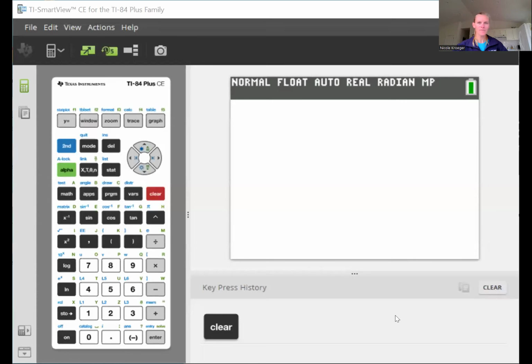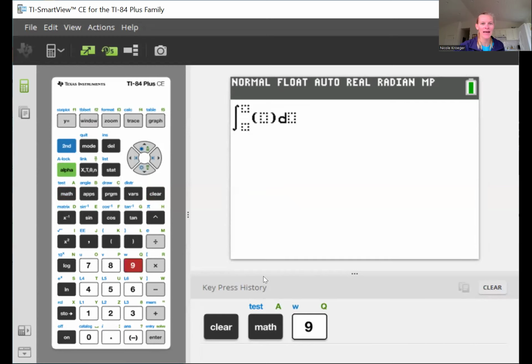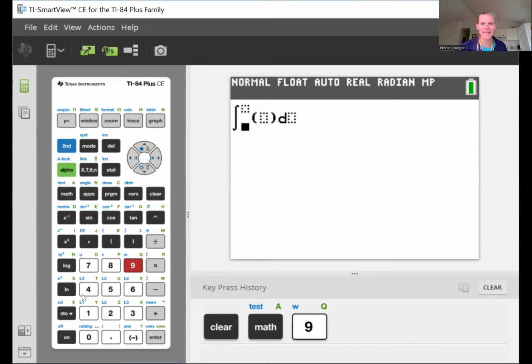So the way that you do this is you press the math button, and then you're going to go down to the fnInt. That's our integral. So number 9. And then if you have a TI-84, your calculator is going to have everything set up really nicely for you. If you have an 83, I can tell you in class how to deal with that.